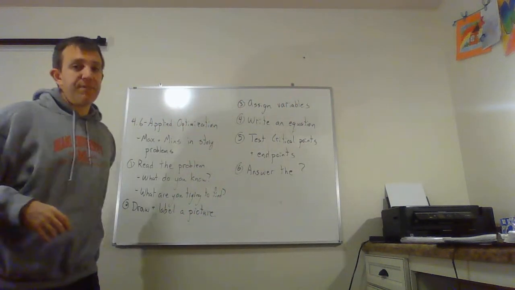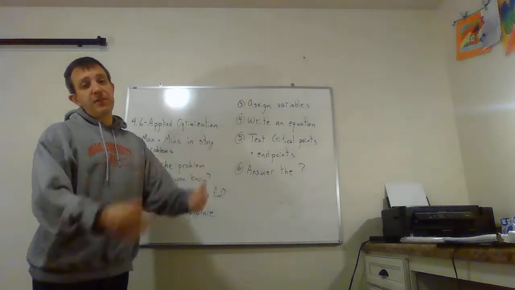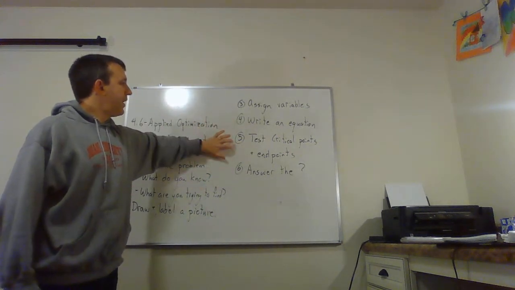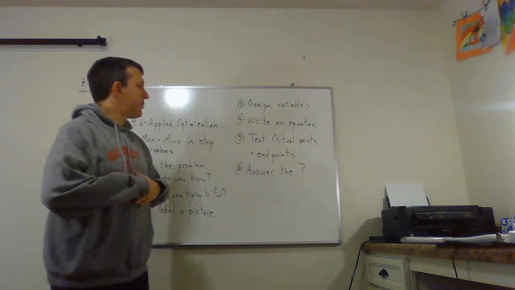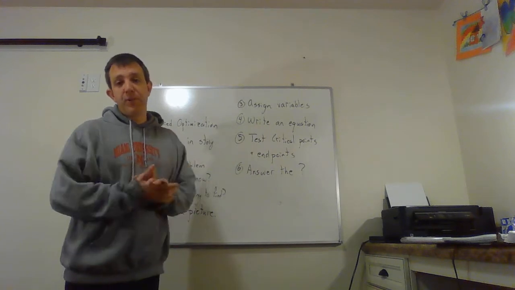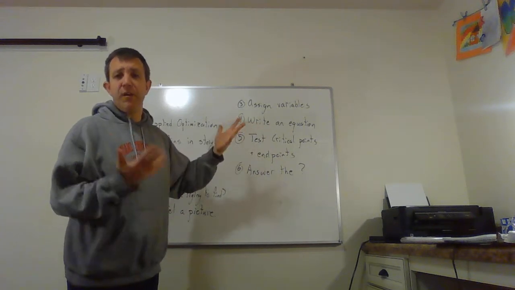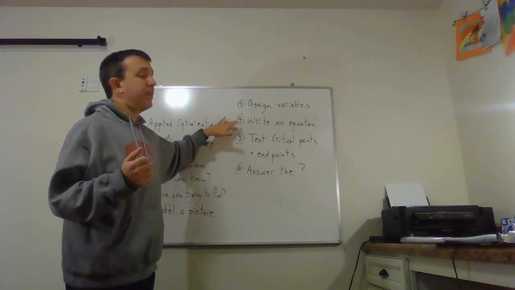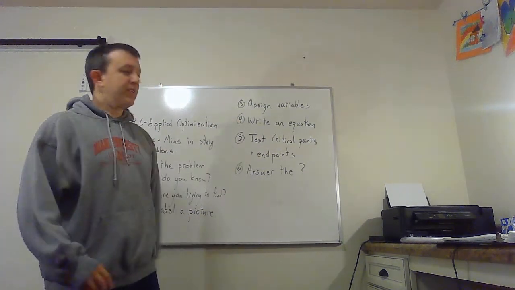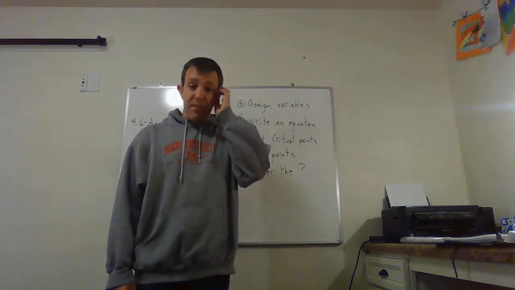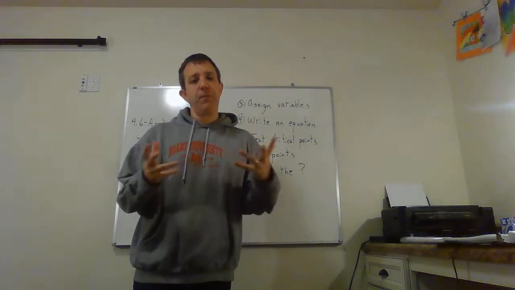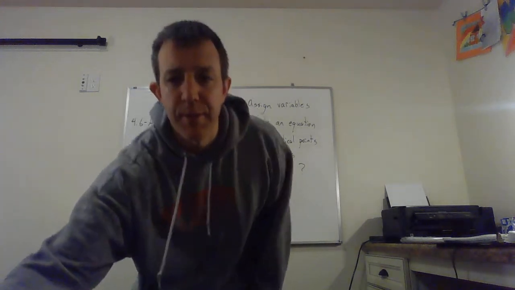Step 3, assign some variables. Give letters to the things you don't know. Step 4, write an equation. And step 5, test critical points and endpoints. So I guess I should have put the derivative in there. That would have been good. Take a derivative, find critical points, then test critical points and endpoints. And finally, answer the question. So let's get started. This will be fun. I've got 2 really nice examples, and hopefully this is good.